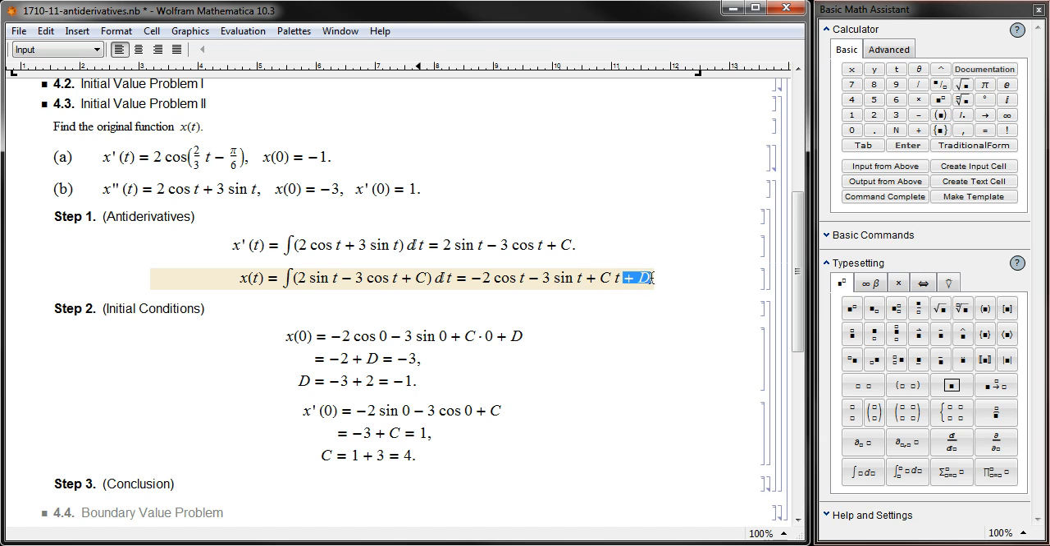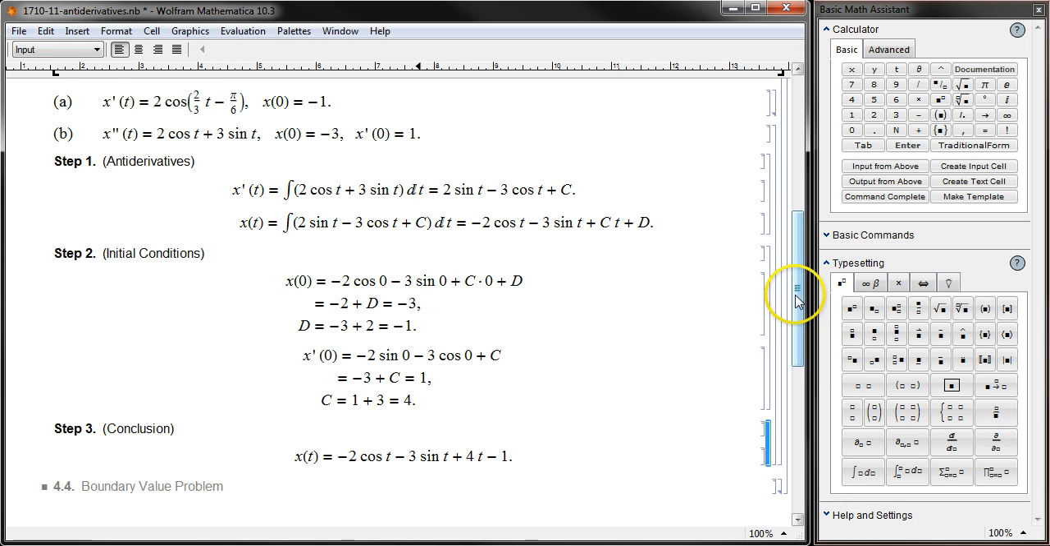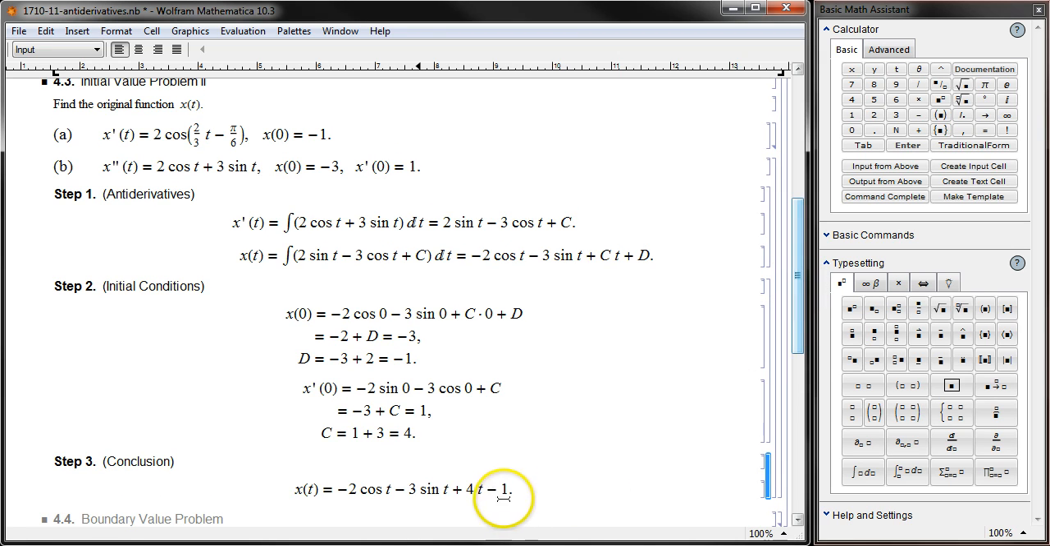Next, let's plug in t equal to 0 to this one using the second condition here. Alright, plug it in. Sine of 0 is 0, so this one disappears. Cosine of 0 is 1, so we get negative 3 plus c is equal to 1. And from here, let's find the c value. Turned out c is equal to 4. Plug in over here, and I'm going to get the final answer. This is the conclusion. C is 4, D is negative 1. See? Here is the full solution.